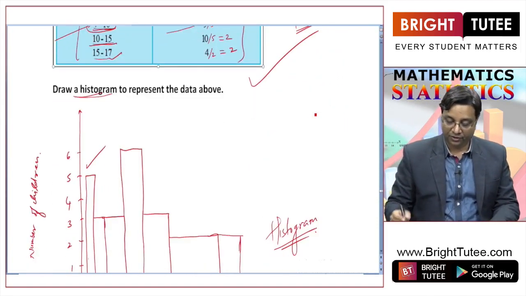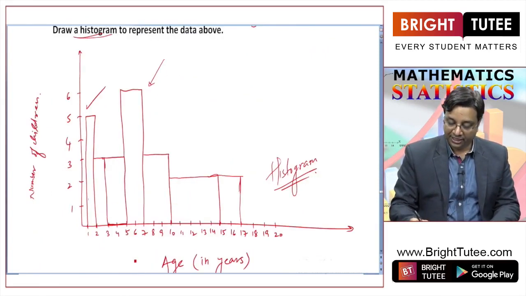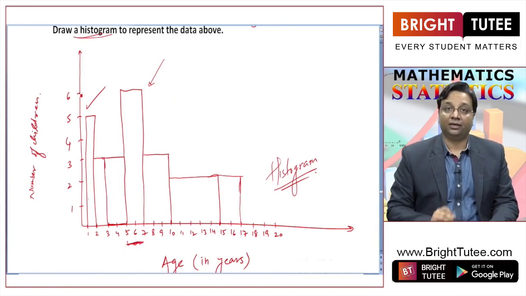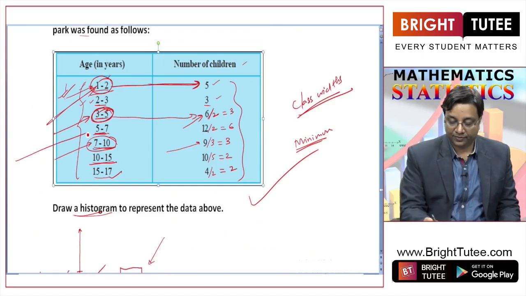So you will look at the highest bar here, right? So in the age group of 5 to 7, the maximum number of children were playing in the park, right? In this age group, 5 to 7.